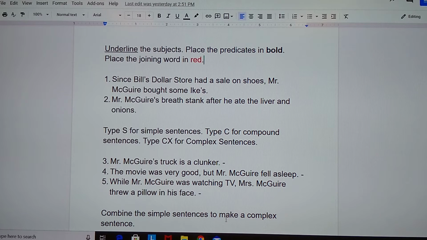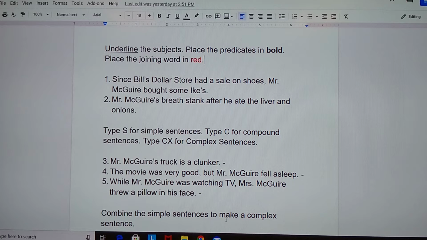Joining word, subject, predicate, comma, subject, predicate. Or subject, predicate, joining word, subject, predicate. Those are the patterns of complex sentences. If you don't know that by now, you haven't been studying or paying attention.